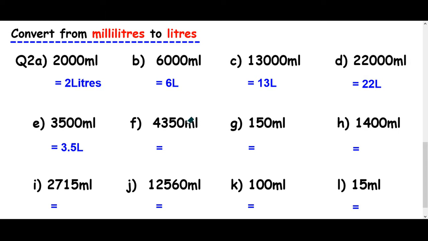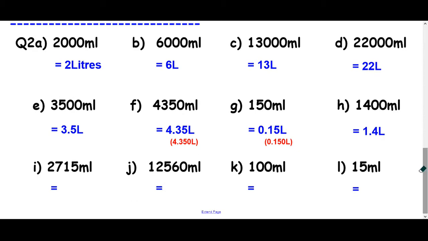Again, decimal point at the end, back 3 places. 1, 2, 3. So that'd be 4.35. You could have 4.350, but again, the 0 is not required because it's at the end of a decimal and it doesn't do anything to the decimal. Okay, decimal point at the end, back 3 places. 1, 2, 3. So it'd be 0.15. Again, you could have 0.150, but we just tend to put 0.15. And lastly, in this line, 1, 2, 3. So that'd be 1.4 litres.